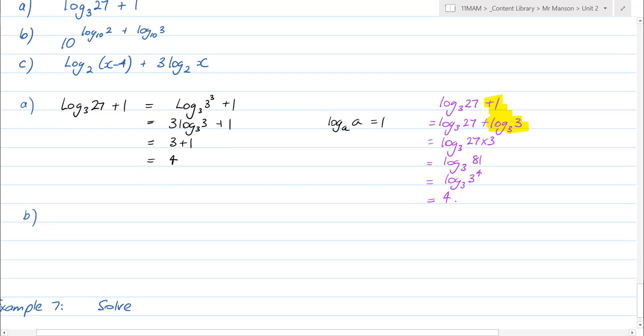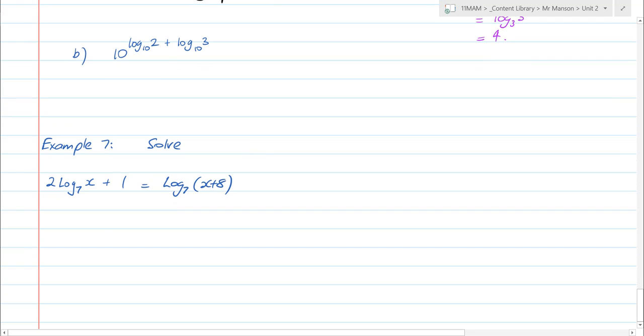Question B, 10 to the power of log base 10 of 2 plus log base 10 of 3. Just going to scoot this down a bit.